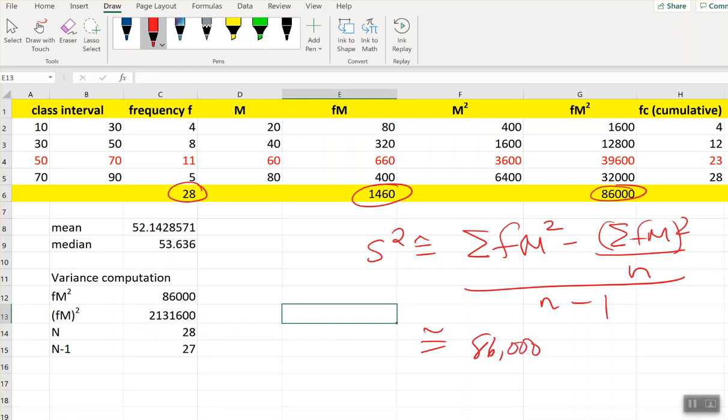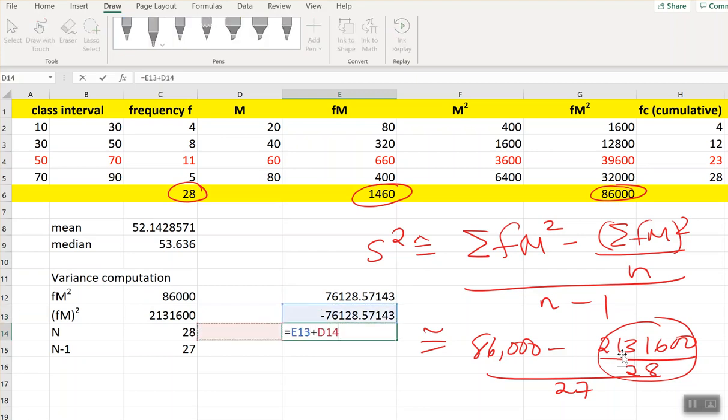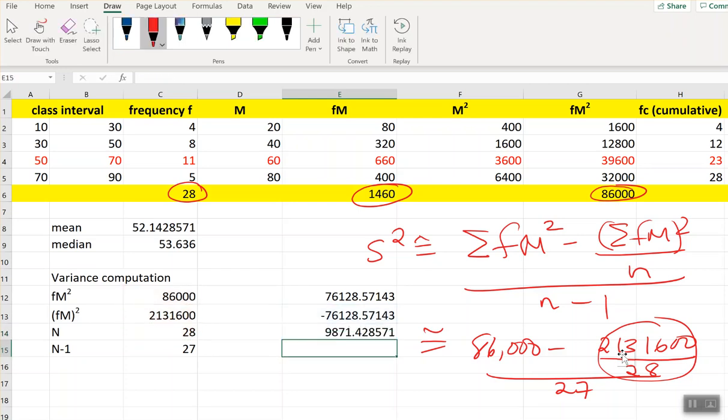86,000 minus 2,131,600 divided by 28 and everything. So I'm calculating 2,131,600 divided by 28 first. Get that. I'm going to change this sign to a negative. I'm going to take that and add 86,000. I'm going to take that and divide by 27.